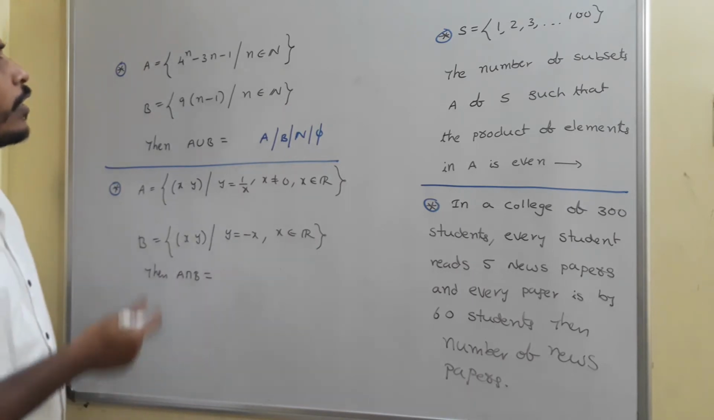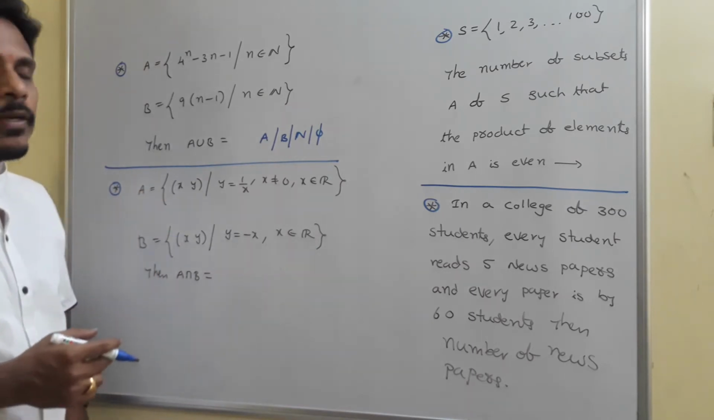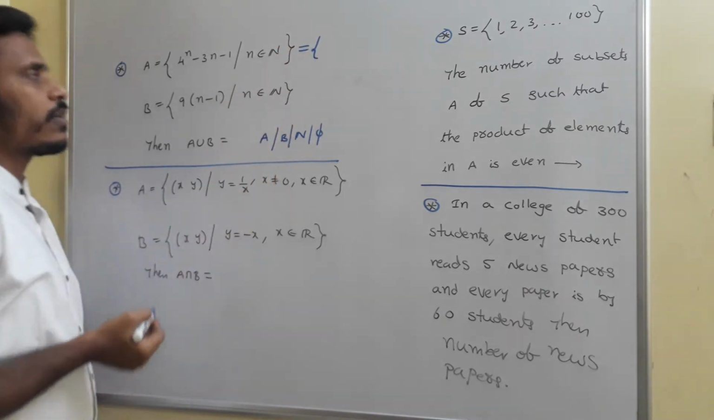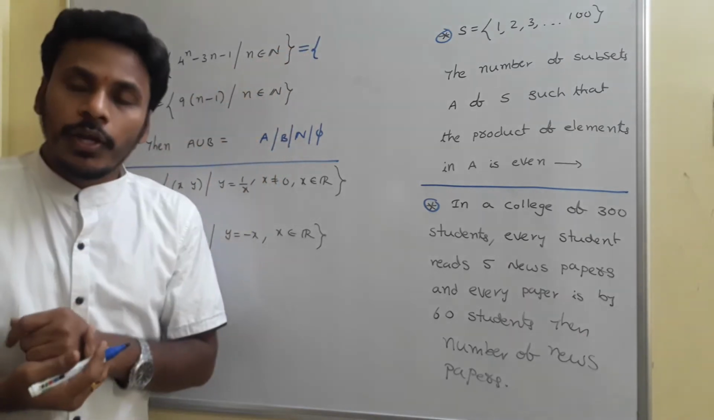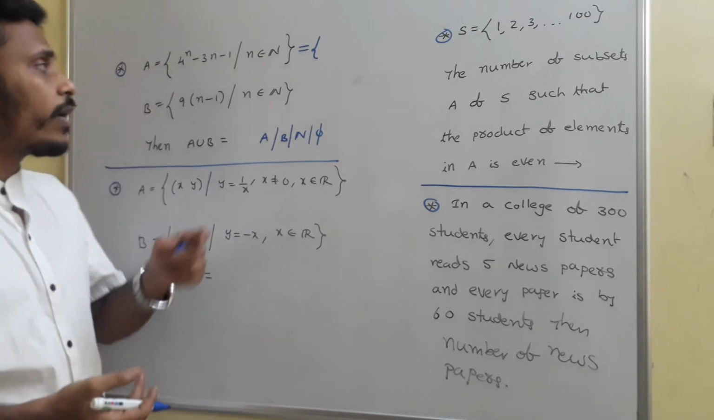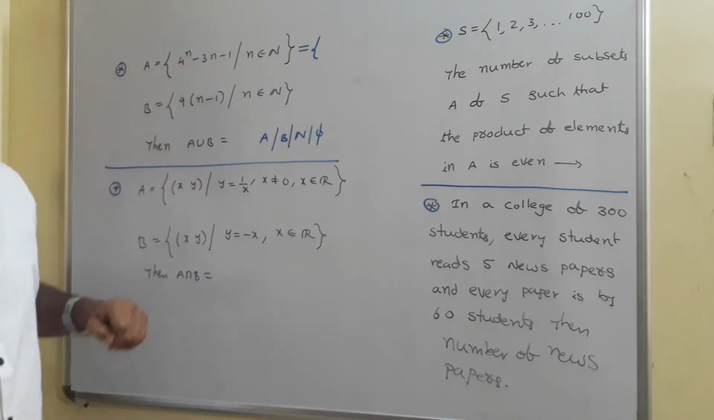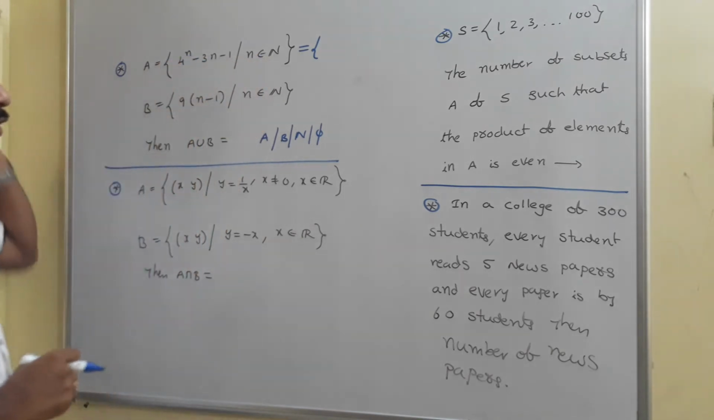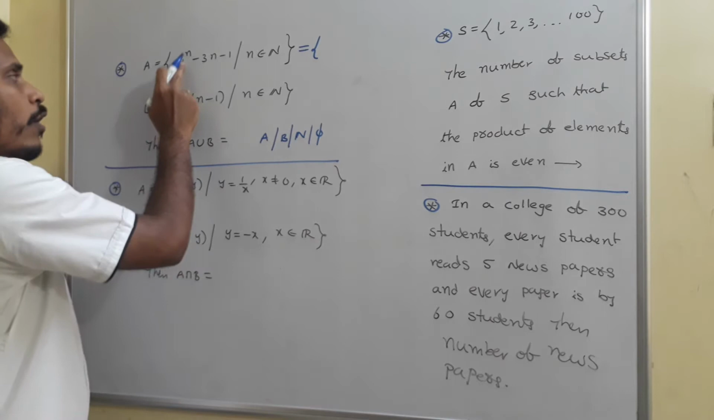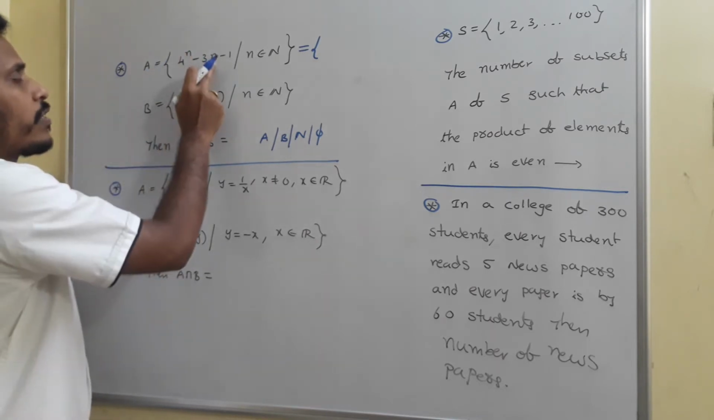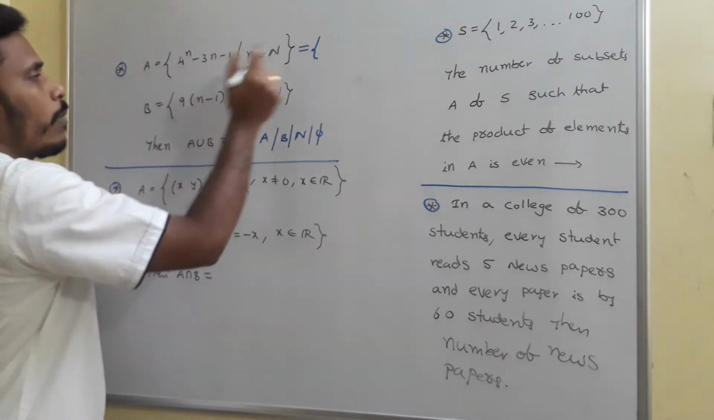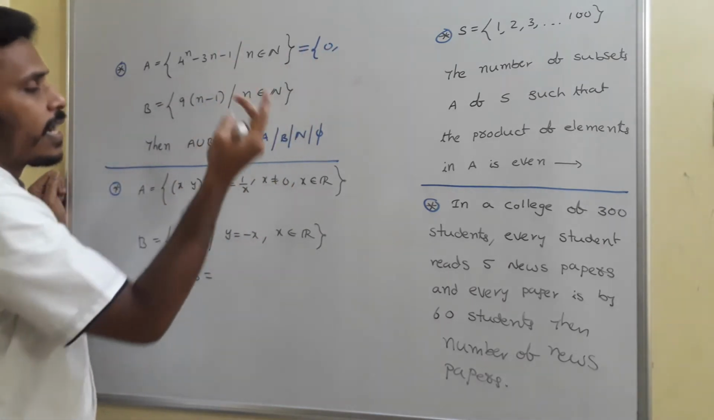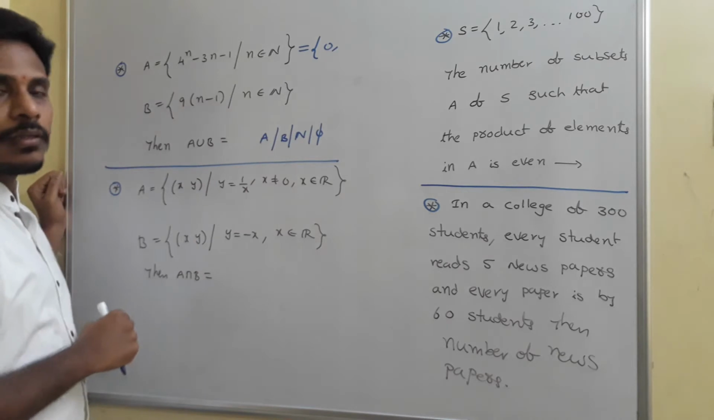And for that, first of all, you need to list the elements of A. So how can I list the elements of A? Since n is a natural number, you need to replace different natural values in the place of n. So the first natural number is 1. If you take 1 in the place of n, just try to calculate its value. 4 power 1 is 4, and this is minus 3 minus 1. 4 minus 4 is 0.